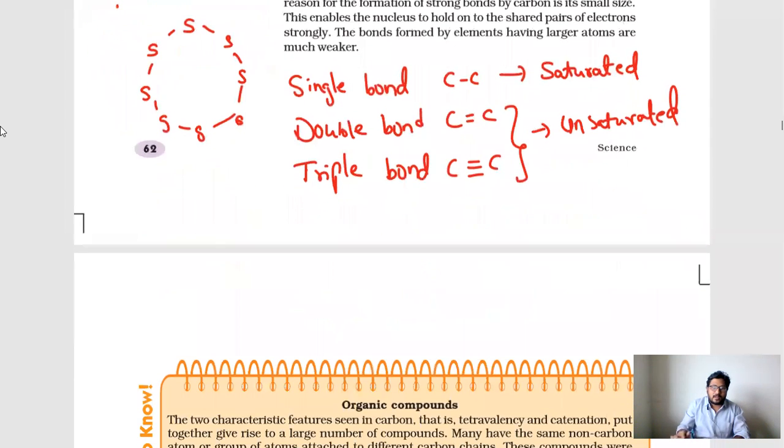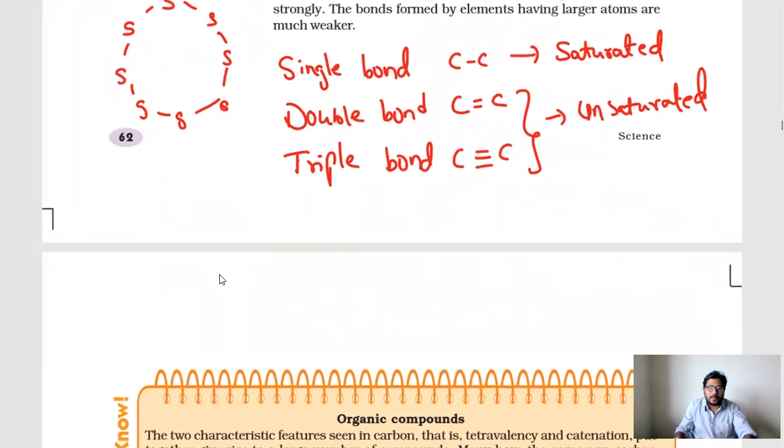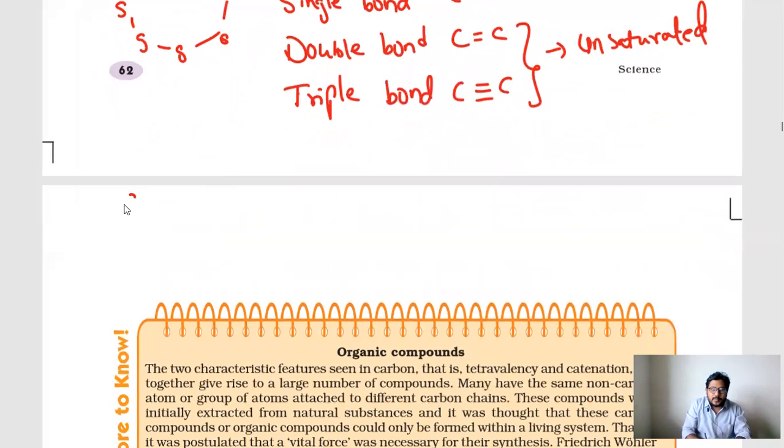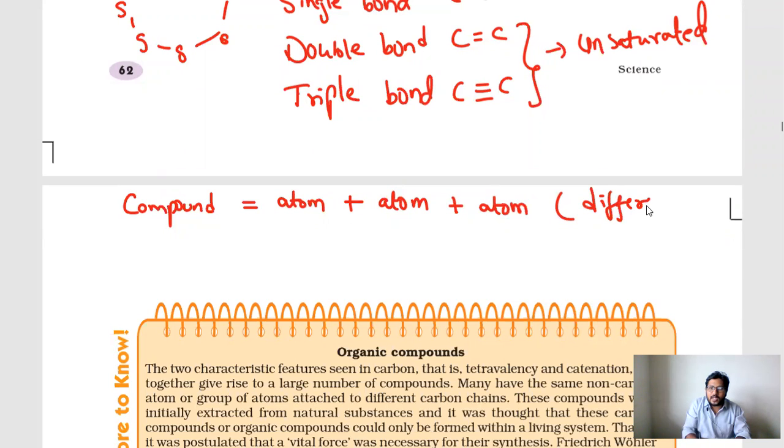So first of all, try to understand the meaning of compound. What is the meaning of compound? Compound is nothing but a combination of atoms. Atom, here another atom, here another atom. These atoms should be different, right? Atoms should be different.